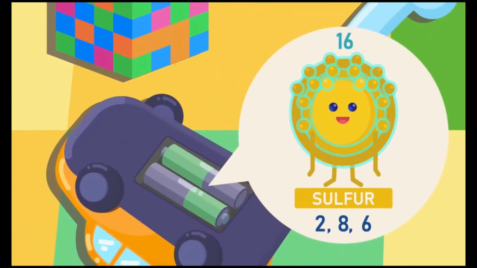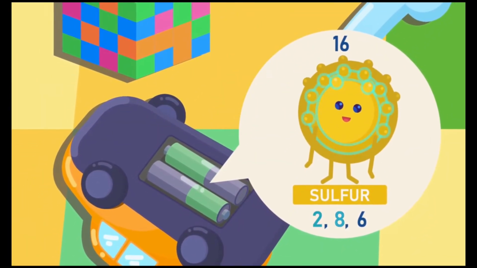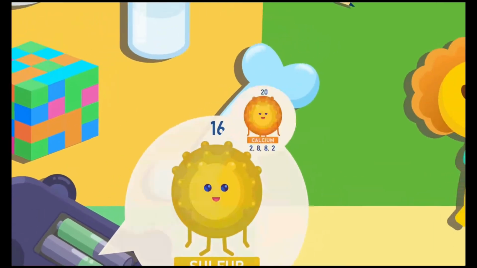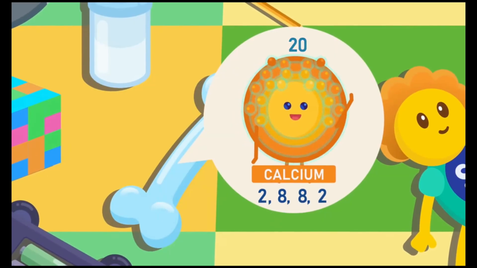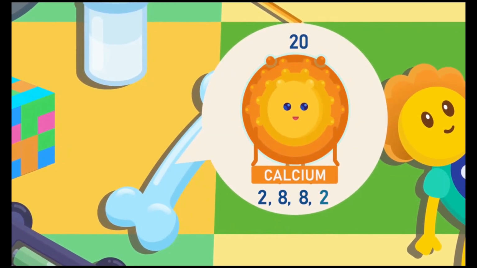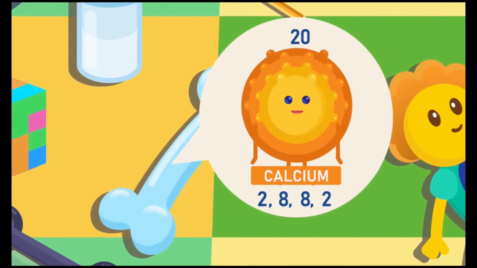For sulfur, with an atomic number of 16, it will have a maximum of 2 in the first shell, a maximum of 8 in the second shell, and 6 in the third shell. For calcium, since it has an atomic number of 20, it will have 2, 8, 8, and 2 as its configuration, which has the maximum value for every 4 shells.